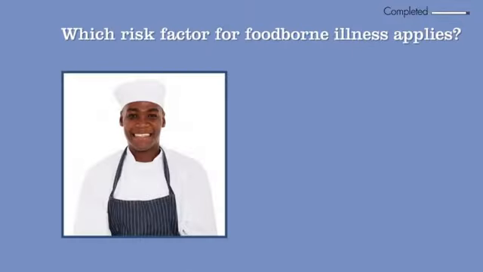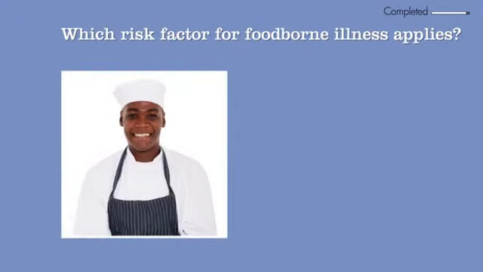Listen to this one. Which risk factor applies? I checked the steamed rice in the hot holding unit and it was at 120 degrees Fahrenheit, 49 degrees Celsius, so I went ahead and served it.